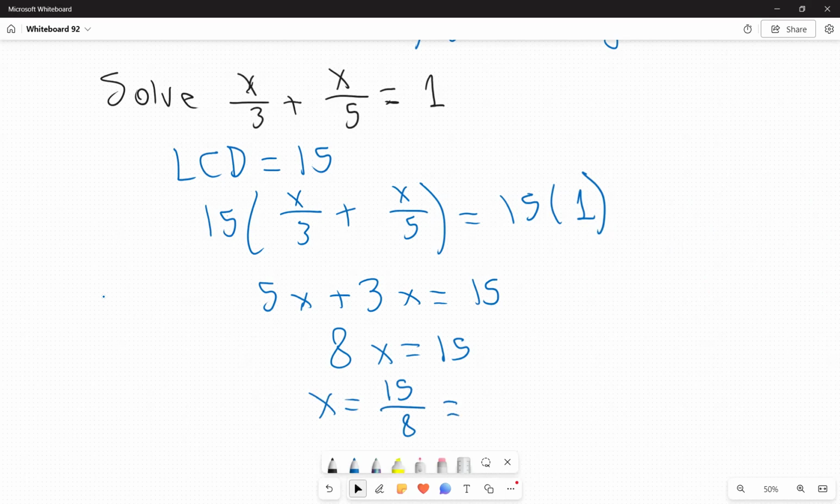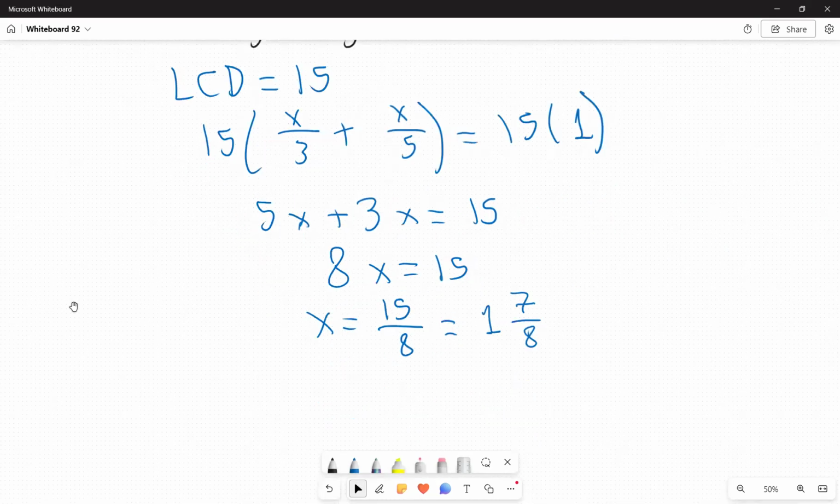That's the improper fraction. The mixed fraction is going to be 1 and 7/8. So that's going to be the final answer. The final answer is that it takes them 1 and 7/8 hours to paint the house together.